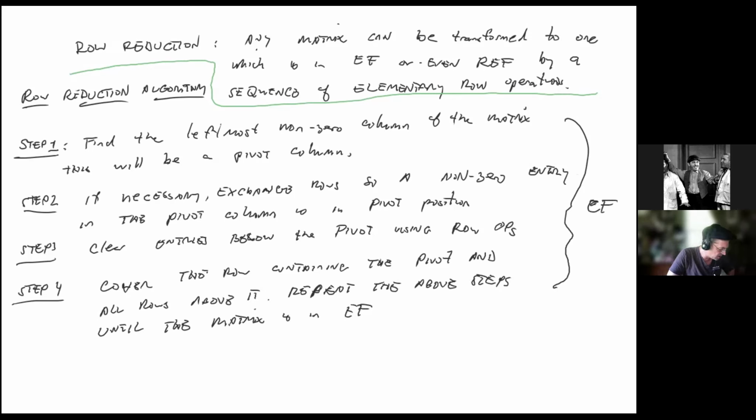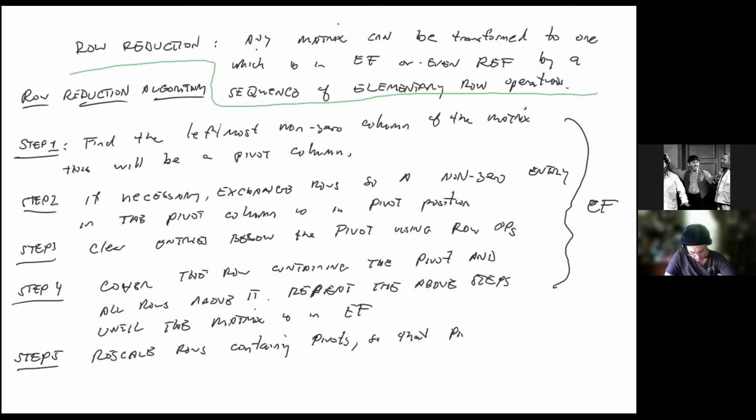I just want to mention further steps then to get the matrix in reduced echelon form. Step 5 is rescale the rows containing the pivot so that pivot entries are equal to 1.